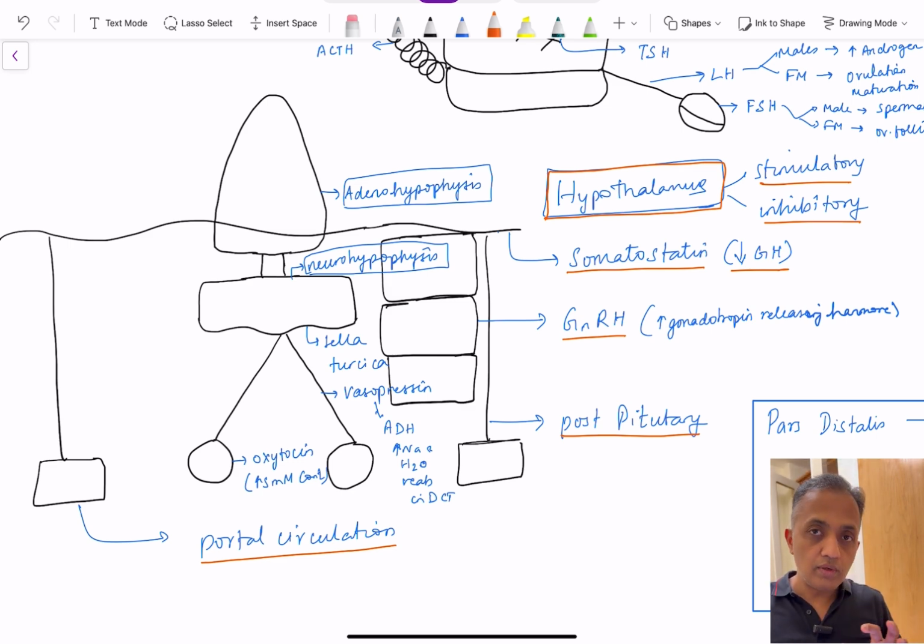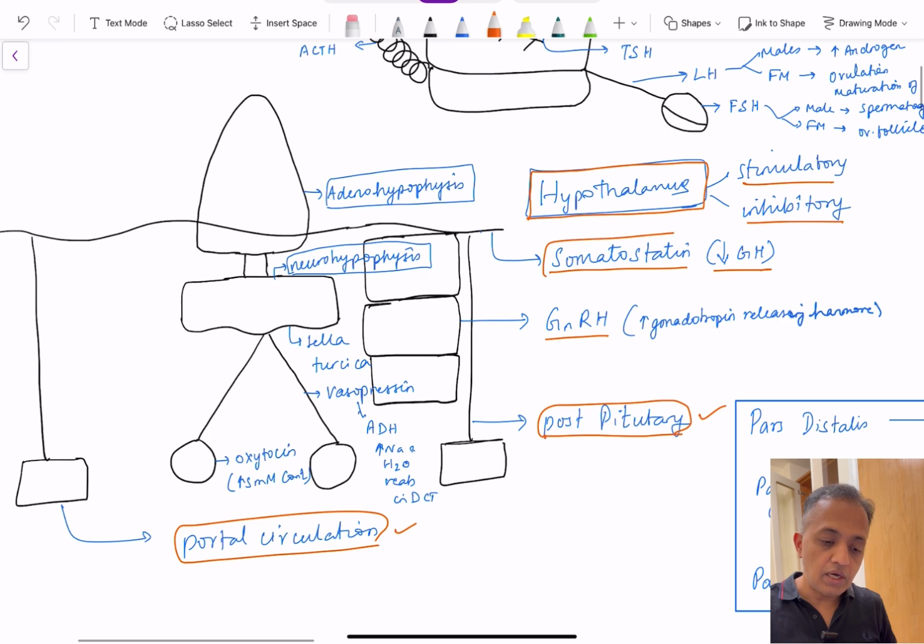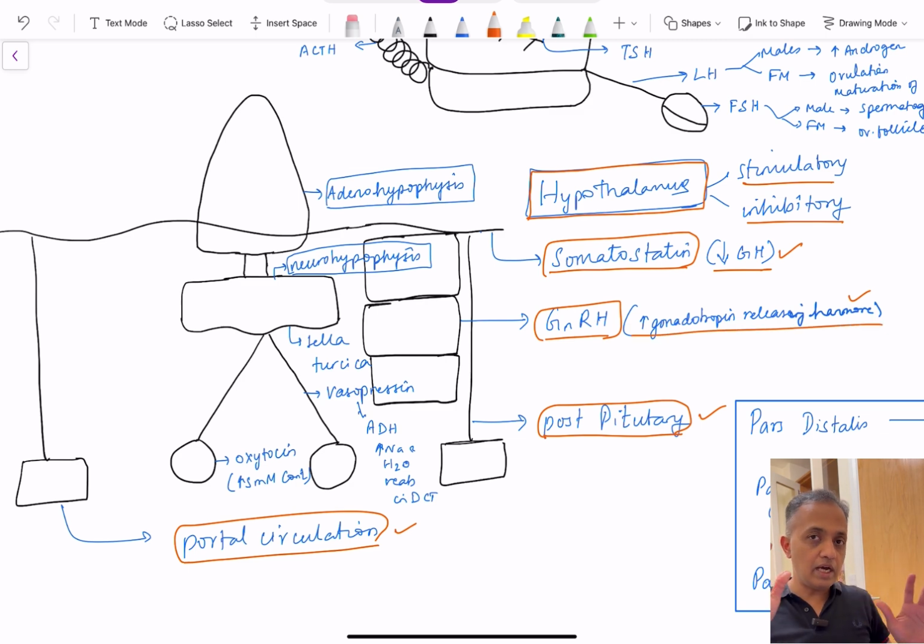Okay, so that's all you need to know about the hypothalamus. Hypothalamus has the posterior pituitary and you have the portal circulation, the two specialized circulations. You understand what it means. Then you have somatostatin and GnRH. One is the inhibitory hormone, the other one is the stimulating hormone. Okay, are we clear with the hypothalamus?